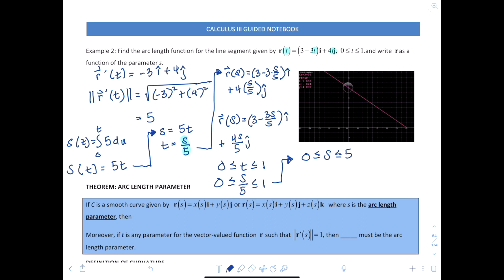So, wrapping it all up, our function r at s is equal to (3 minus 3s over 5) times i plus 4s over 5 times j, where 0 is less than or equal to s is less than or equal to 5. And we're all done.